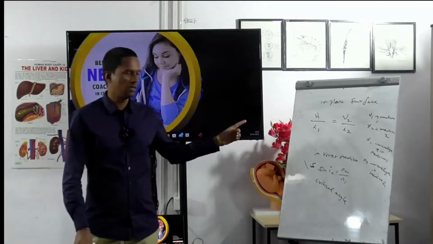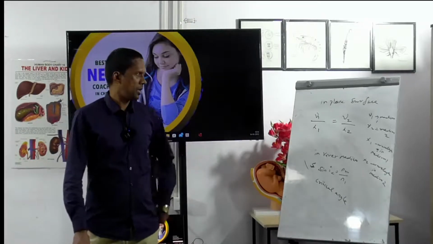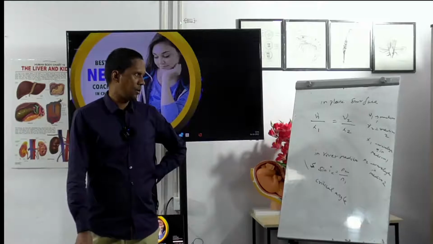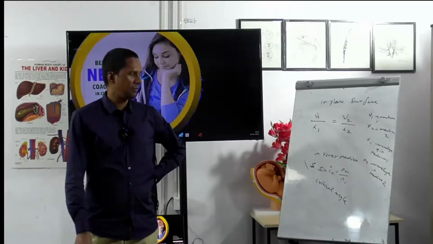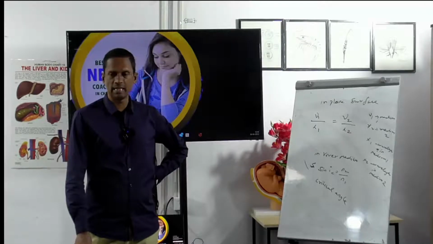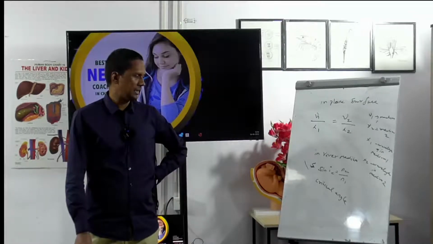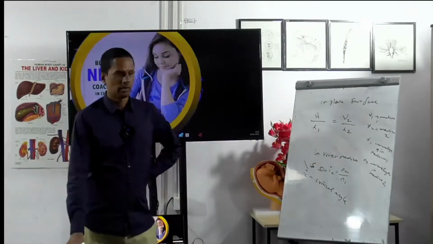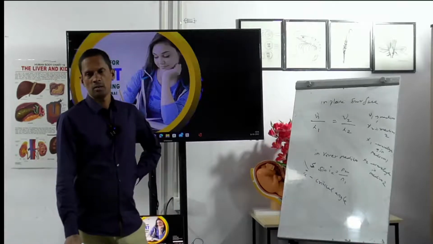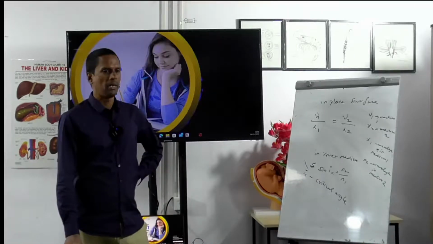For plane surface, nu1 by lambda1, nu2 by lambda2. What is nu1? Medium 1, medium 2. Lambda1 is wavelength in medium 1, lambda2 wavelength in medium 2. This one is sin ic equal to n2 by n1 in rarer medium. ic is nothing but critical angle. Then n2 by n1 is medium 1 and medium 2.